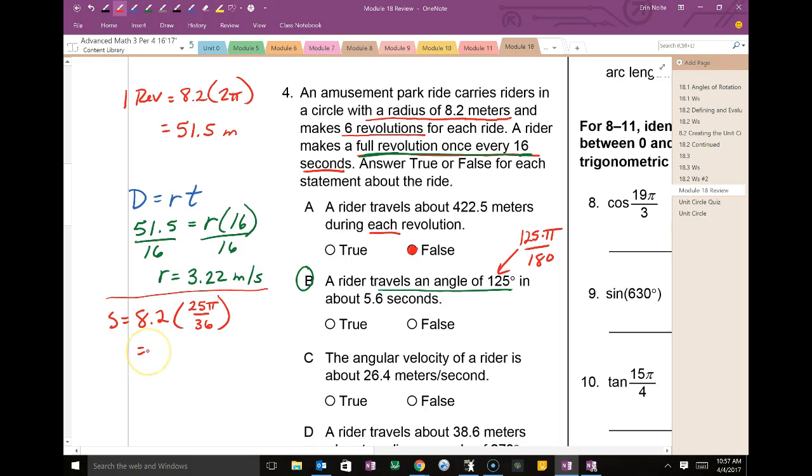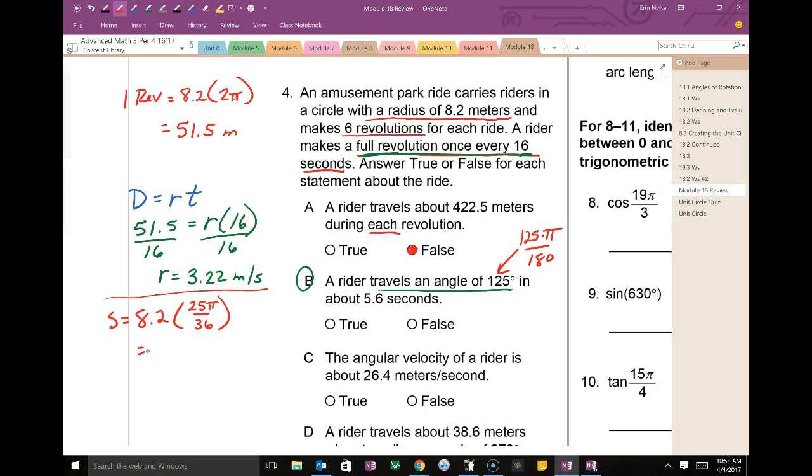Can somebody find the distance of a 125 degree angle? Because I need to figure out, it says a rider travels at an angle of 125 degrees. So the first thing I have to figure out is how far that is. So I'm finding the arc length of 125 degrees. 125 over 180 reduces to 25/36. That's just a reduced fraction.